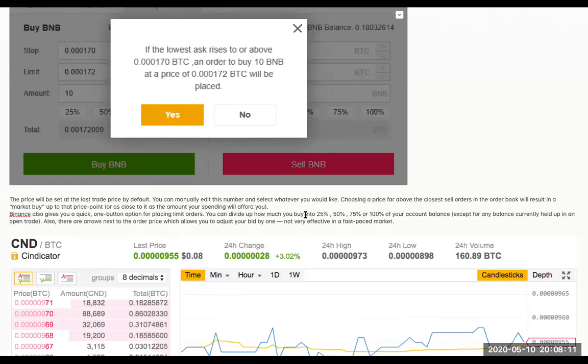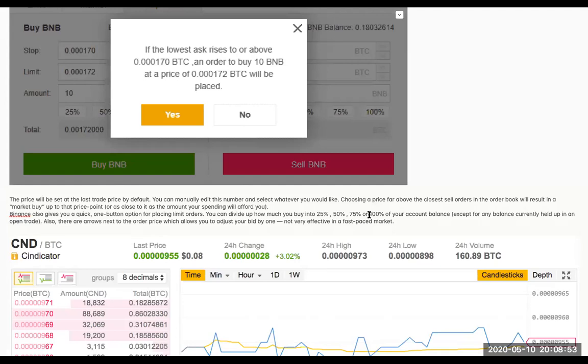What I'm just trying to say here is, choosing a price above the closest sell orders in the order book will result in a market buy up to that price point, or as close to it as the amount you are spending will afford you. Binance also gives you a quick one-button option for placing limit orders. You can divide up how much you want to buy or sell. You can use 25% of your Bitcoin, or 50%, or 75%, or 100%.